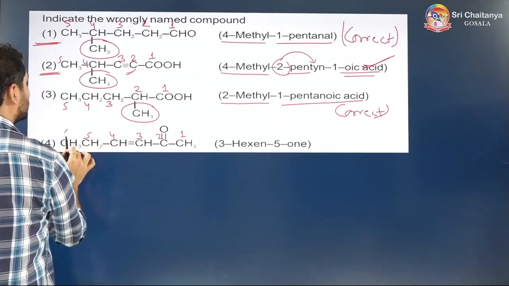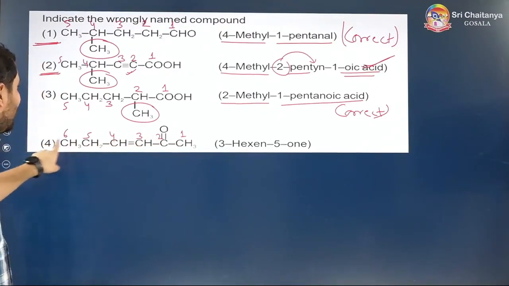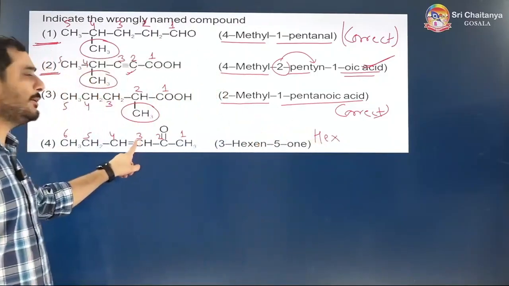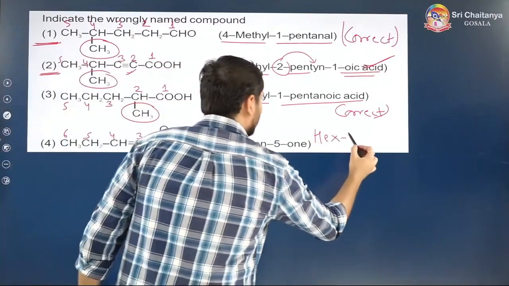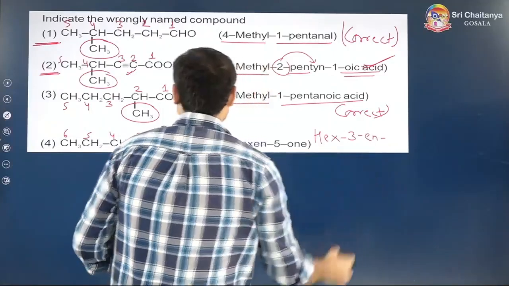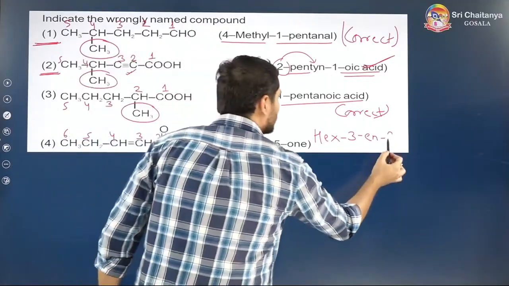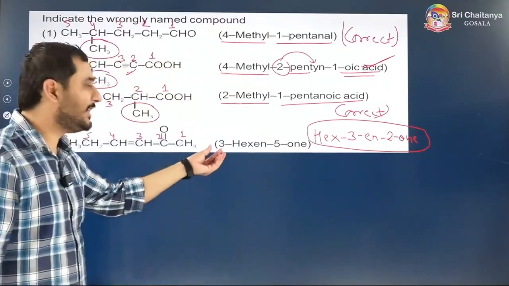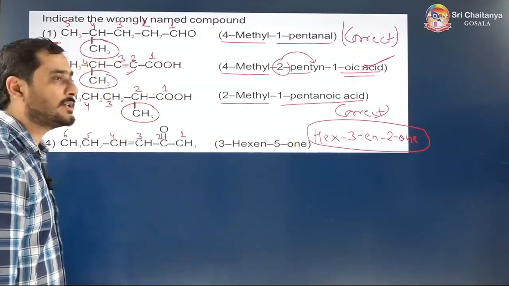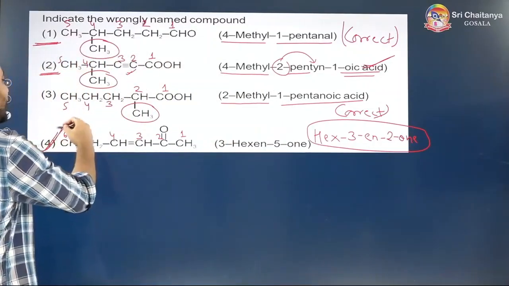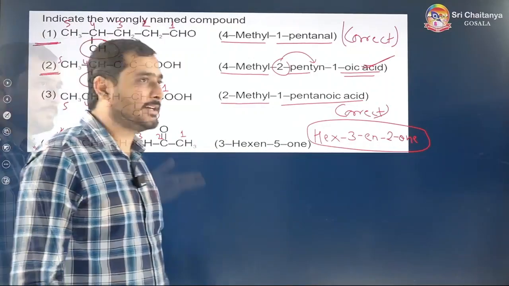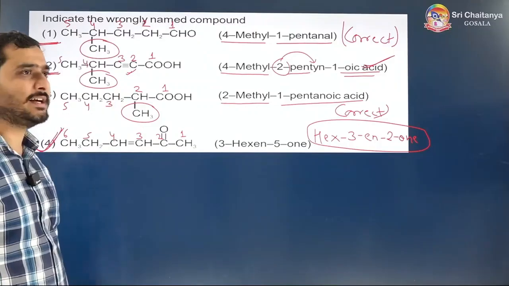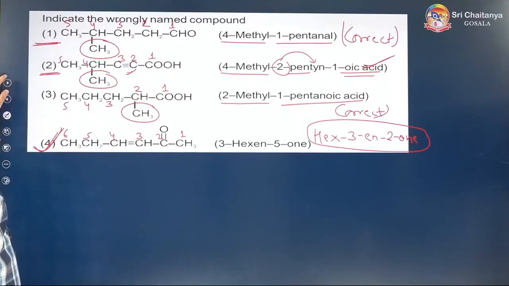1, 2, 3, 4, 5, 6. Now how many carbon atoms are present? 6 carbon atoms, so it is hex. The double bond is present at the third position, so it will be hex 3 ene, and the ketone is present at the second position, so it is 2 one. So this is the correct name, but here what is given? 3 hexene 5 one, which is not possible. So option number 4 is incorrect. It is a similar type of question where you have to solve all 4 parts, which is correct and which is incorrect. Let us move to the next question.